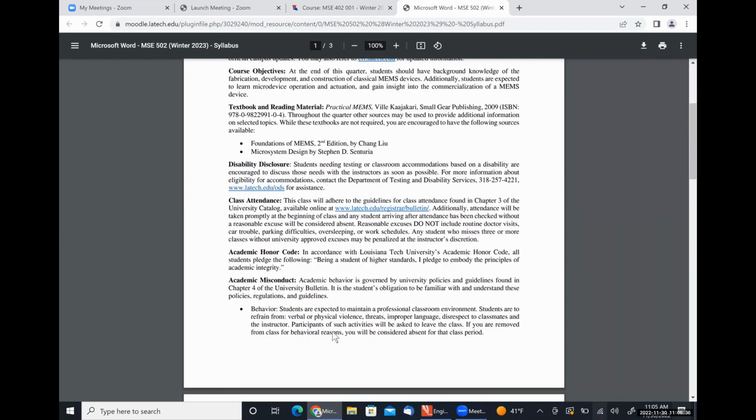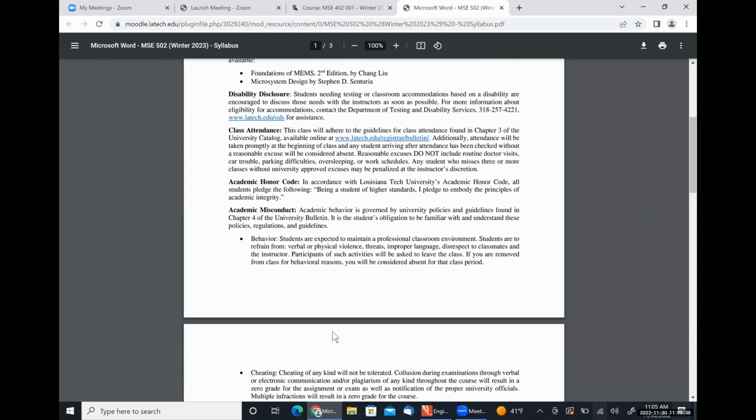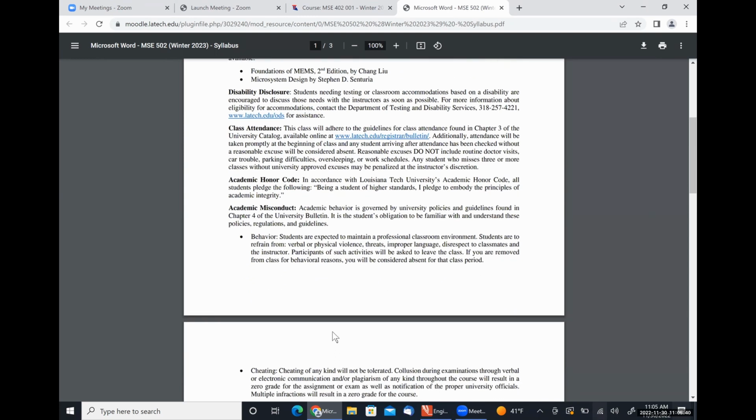Disability disclosure stuff. If you need testing or classroom accommodations, let me know as soon as possible. And then I provide the phone number and the email address or the link for ODS.